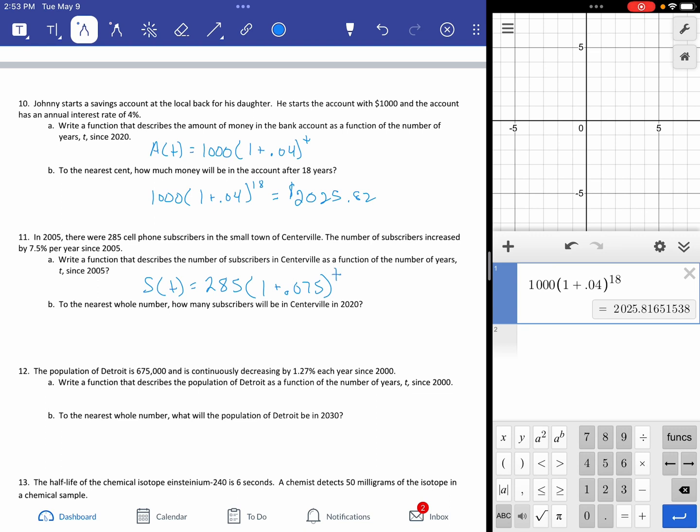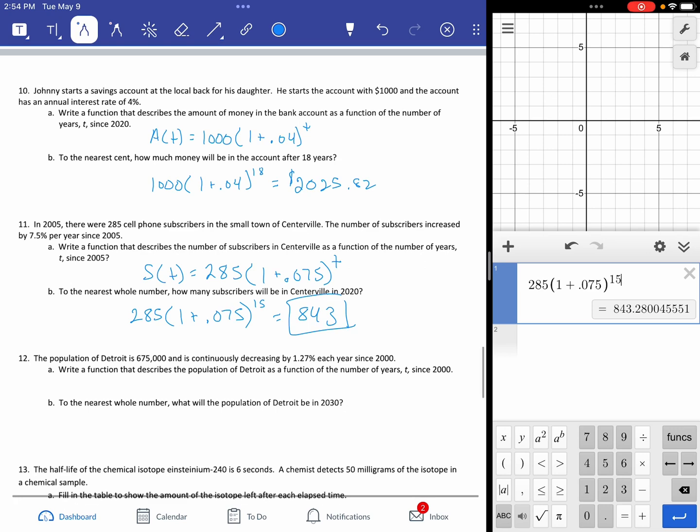So now we have to figure out, to the nearest whole number, how many subscribers will be in this town in 2020. So we started in 2005 to 2020. That is 15 years. So you have 285, 1 plus 0.075 to the 15th year. So 285, 1 plus 0.075 to the 15th power. Gives me 843 new subscribers. Notice it said whole number, it didn't say decimal, so we round down. All right.